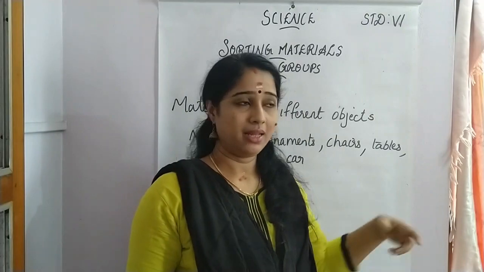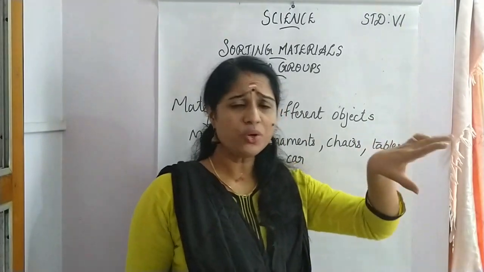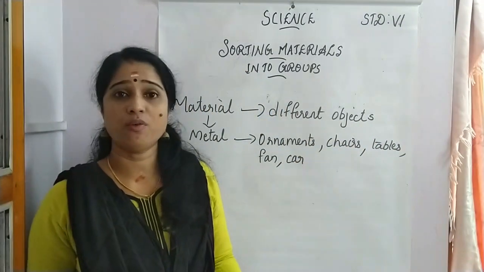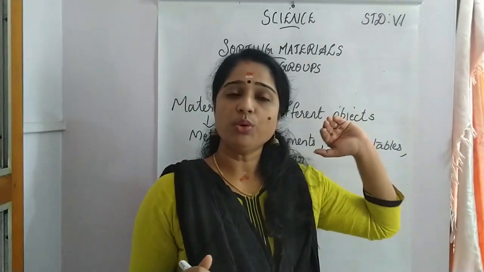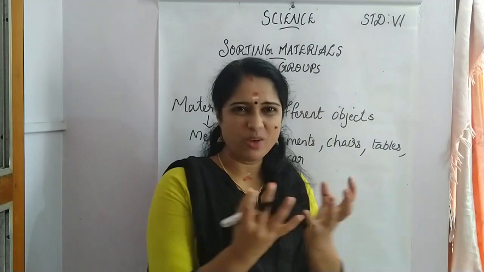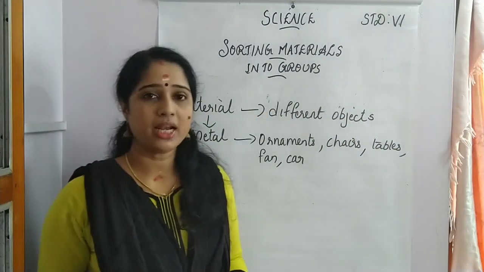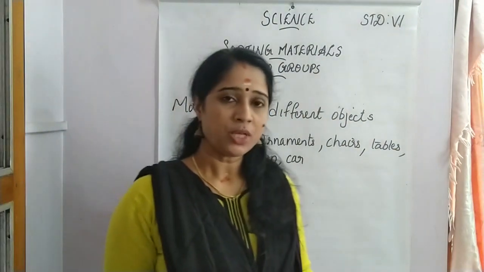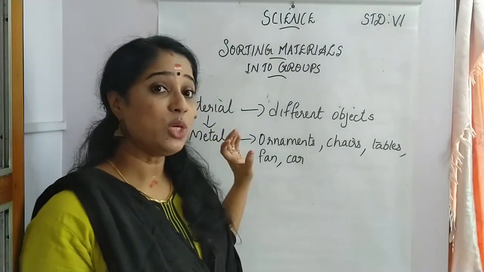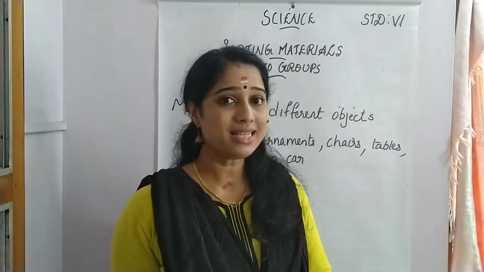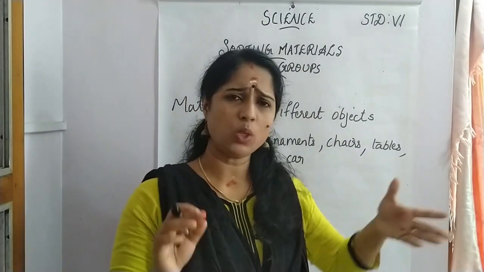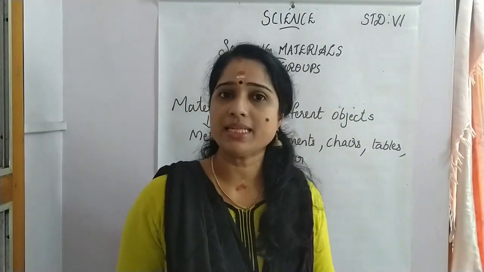Tables are there. Then the window railings are made up of what? Metal. Then metal plates are there. In the kitchen, the utensils or vessels we are using are made up of what? Metal. Clear? So metal is a material. Different types of metals are there: steel is a metal, gold is a metal, silver, aluminium, copper. So different types of metals are there.